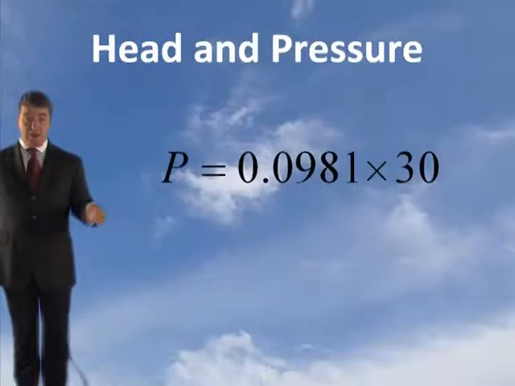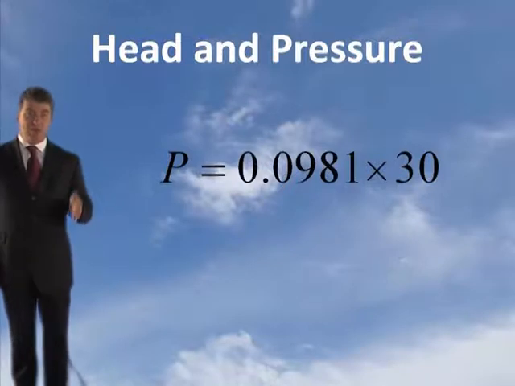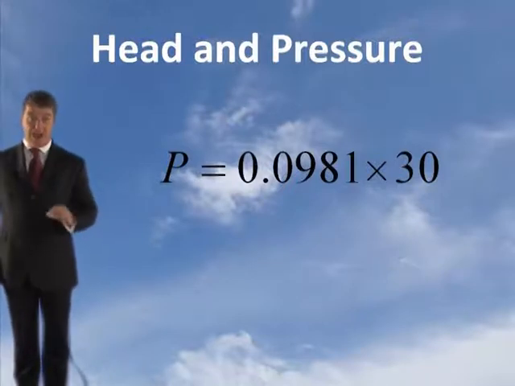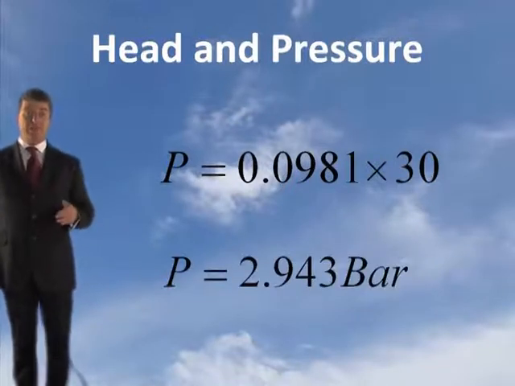Well, this is the formula here. You put it in, P equals 0.0981 times the height. You put it in, the pressure at the bottom, at the tap, would be 2.943 bar. So that's what that reading would be on that tap, based on the height of where the water is.